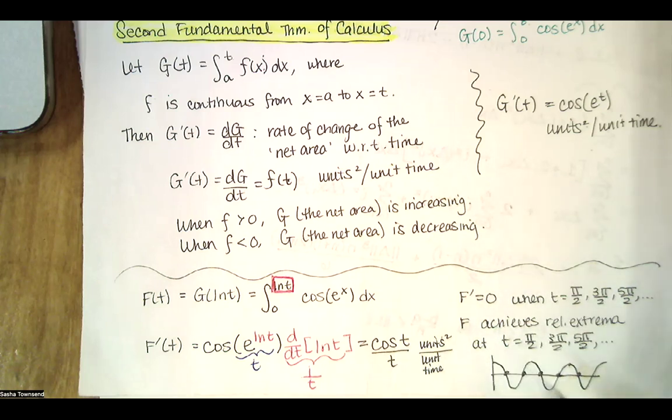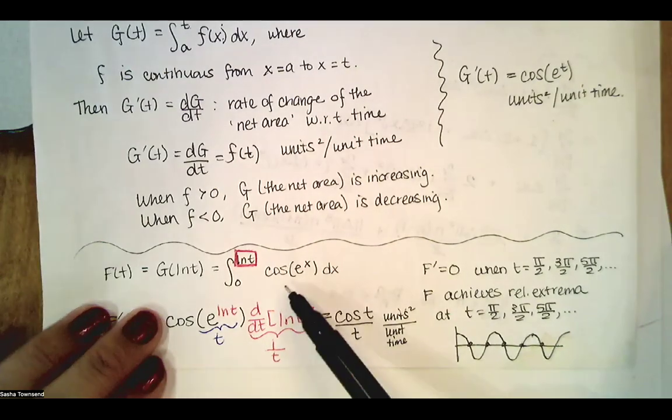Well, this is what we get. This is how it changes with time. You say, well, there might be another function, or another integral, that represents the same net area. And we can find that if we do a u substitution. So let's do a u substitution now.